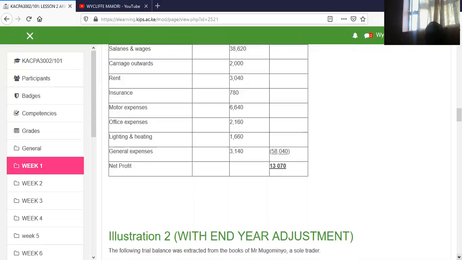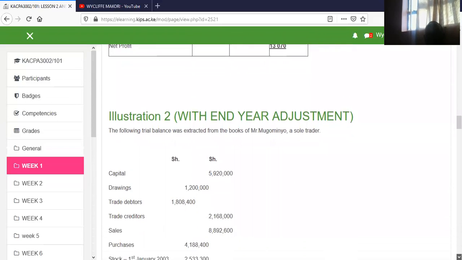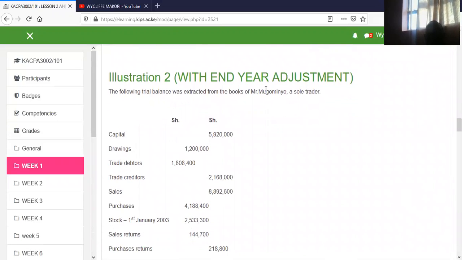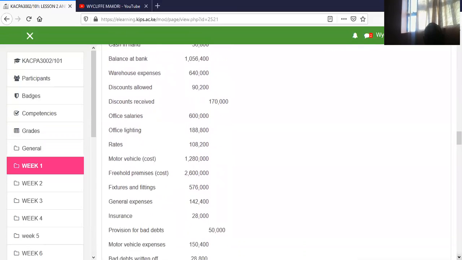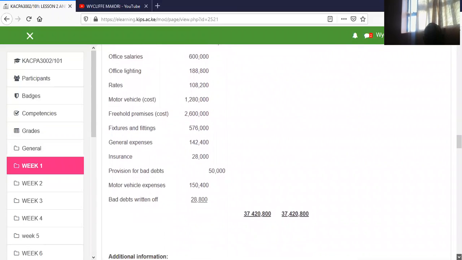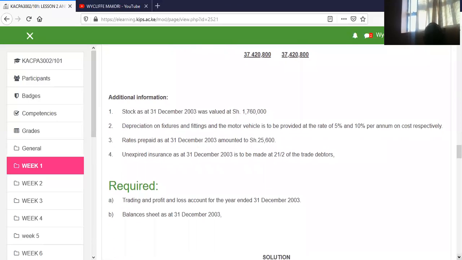There's another example that is illustrated here with end year adjustments. Sometimes when the year comes to an end, some expenses have not been paid, some income has not been received. That calls for end year adjustments. And we normally use the accrual concept, as we have always done, to do that particular question. Like for example, in that trial balance, these are the figures.